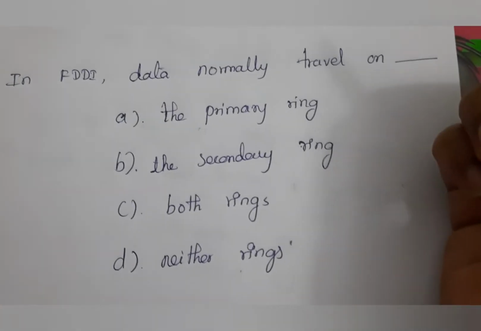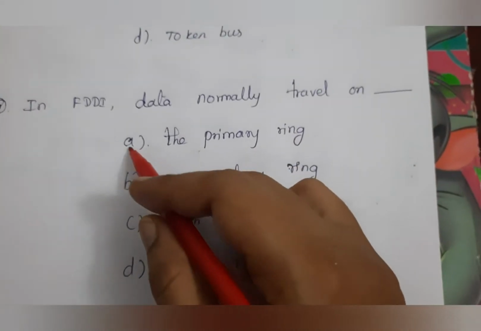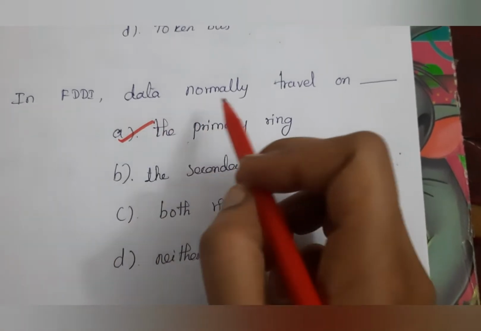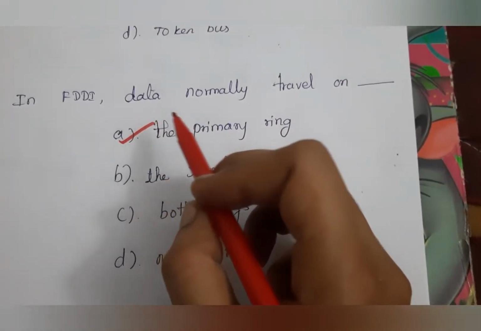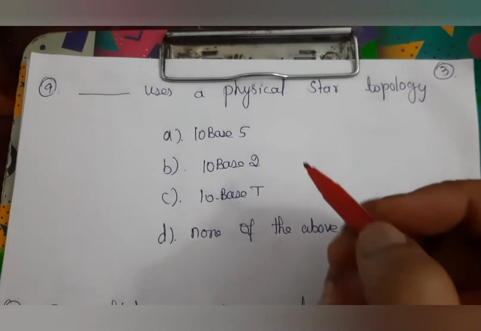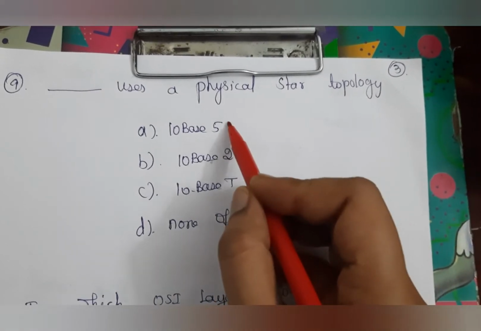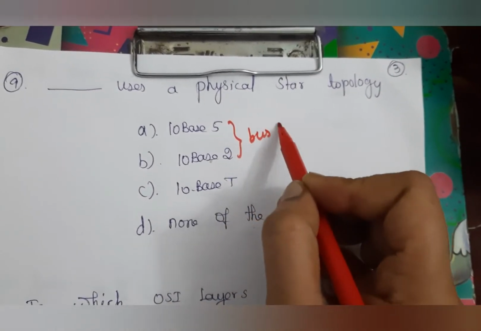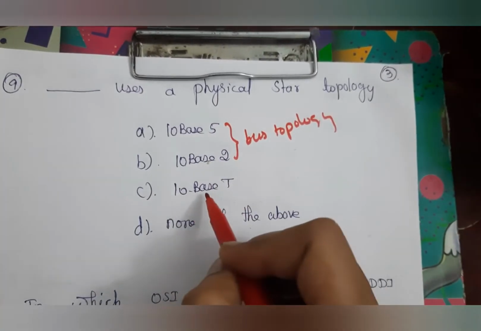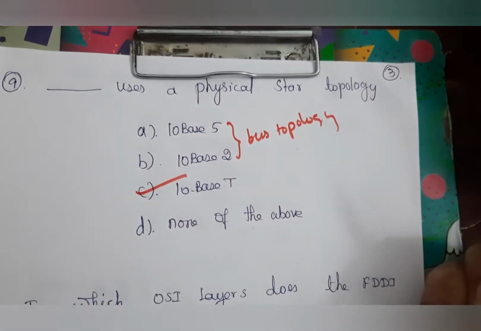Next question, in FDDI, data normally travel on the primary ring, and the secondary ring is used when the primary fails. So normally in FDDI, data travel on the primary ring. So A is the answer. Next question, DAS uses a physical star topology, or bus topology, and star topology. 10 base T uses the star topology. So here the answer is C.